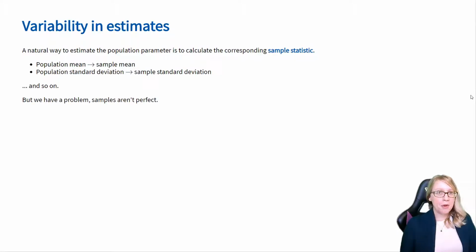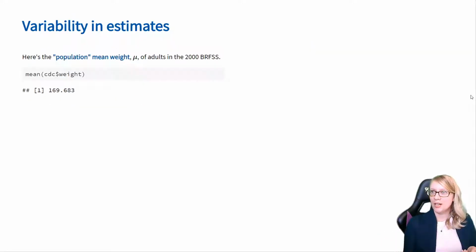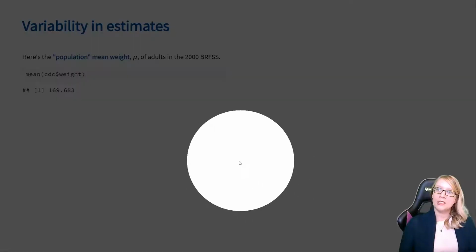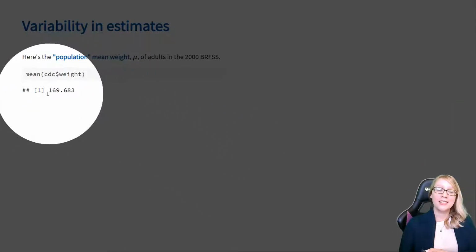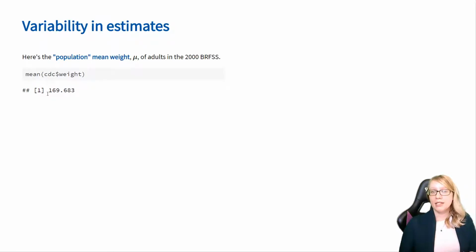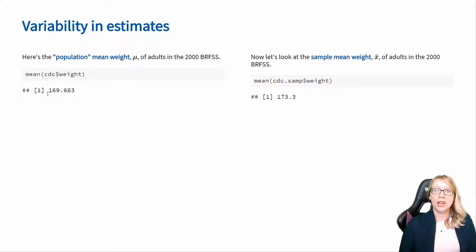But samples aren't perfect. Samples aren't going to exactly represent the true underlying population. So there will always be a slight difference between the population parameter and the sample statistic. How different are they going to be? Well, let's take a look at some examples. So here is the mean weight of all adults in the 2000 BRFSS survey from our CDC dataset. This is our hypothetical population dataset. The average weight in 2000 of all Americans was 169.683 pounds. So we'll pretend for a little bit that that is our population mean weight.